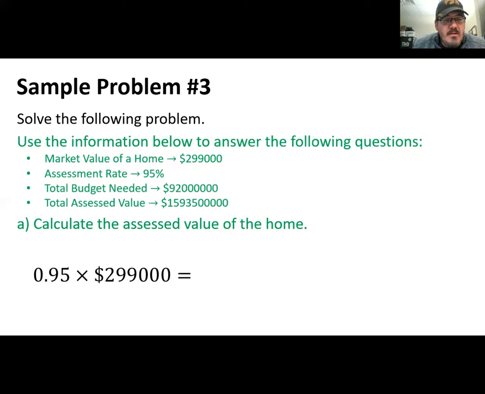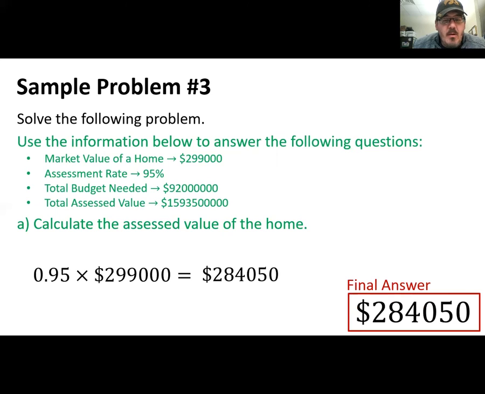We're going to take the assessment rate, which is 95% or 0.95. We're going to multiply that by the market value. And that gives us then what the town is going to be considering as the assessed value of the home. And again, it's the assessed value that's going to determine how much property tax is owed on this particular home. Okay. So the assessed value of the home in this situation is $284,050.